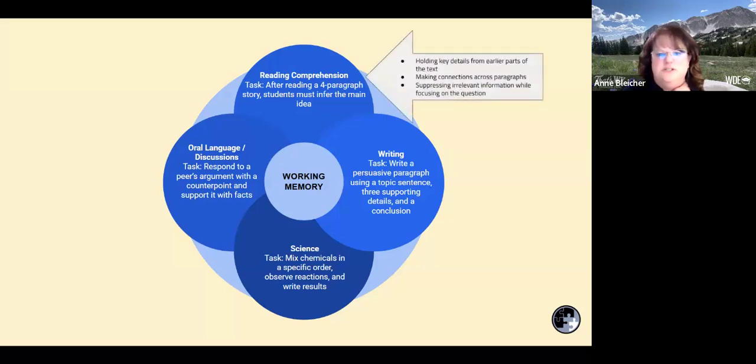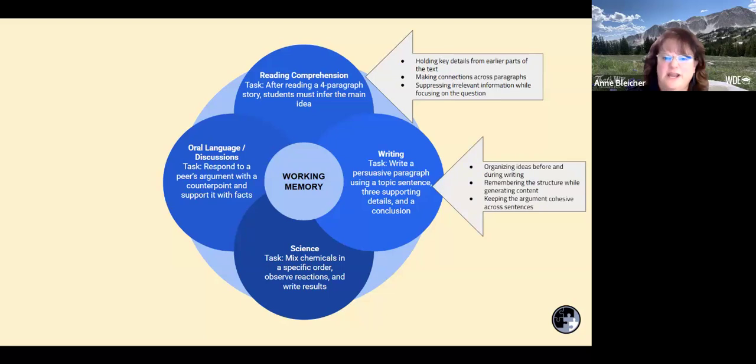Specifically in reading comprehension, students may have a hard time holding on to key details, or if they're reading a long book, remembering what happened. They may have a difficult time weeding out the not as important information and get caught in the details so that they lose the main gist of the text. In writing, they may struggle with organizing ideas and keeping their writing coherent, because they may start a paragraph and then forget what they're talking about and go down a rabbit hole and start talking about something else.